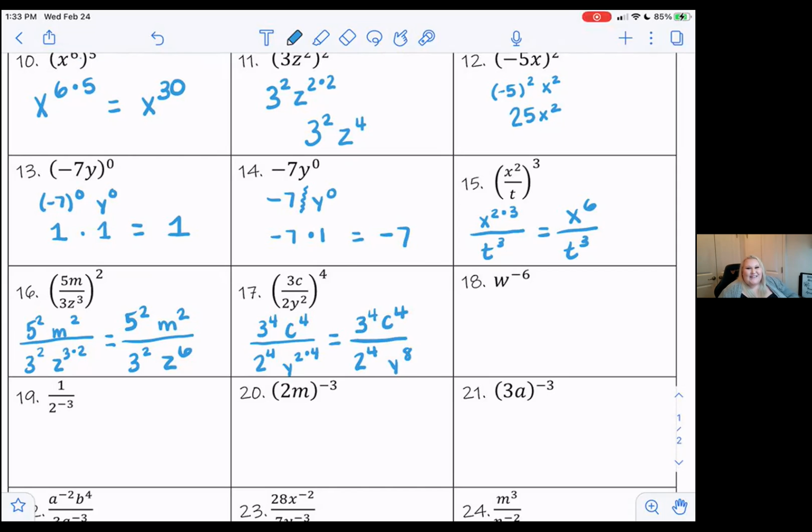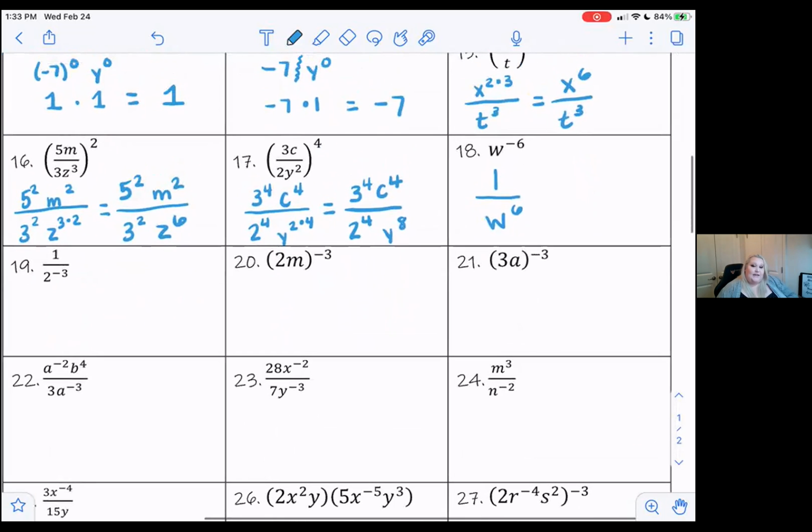W to the negative 6. Anytime you've got a negative exponent, we flip it to the bottom. Because y is not currently a fraction, we have to make it a fraction by using a placeholder of 1 with the w on the bottom, and we bring back that exponent, but as a positive since it's moved to the other side of the fraction bar.